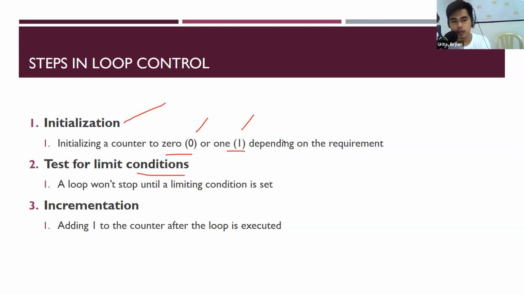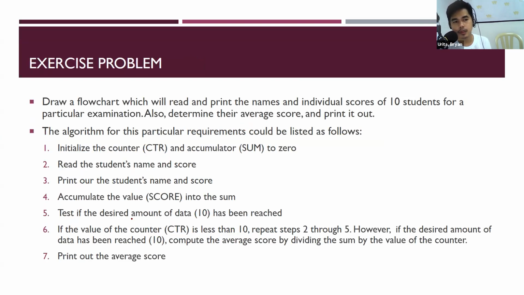So yung next example naman natin kanina na n neg, we will count the number of numbers we have entered. Ilang set ng number ang i-enter natin. So hanggang 5 lang din. And of course, incrementation. We add 1 to the counter after the loop is executed. So that is now the steps in loop control: initialization, test for limit condition, and then incrementation.